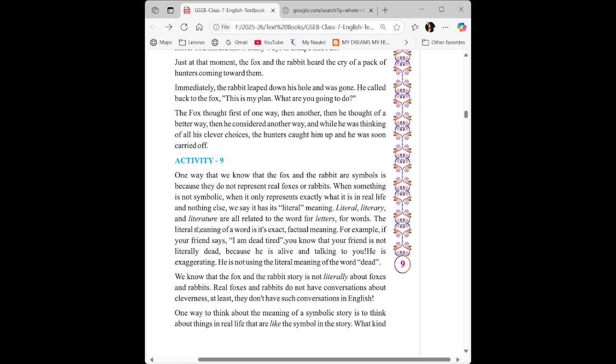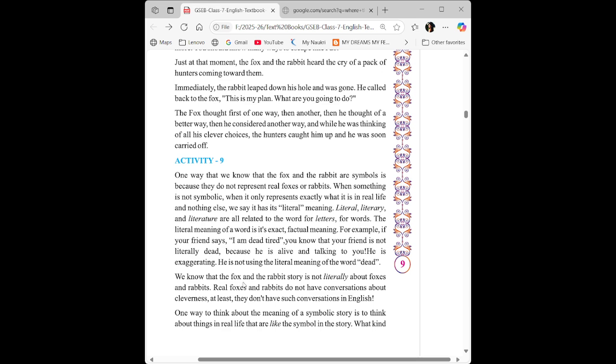Literal, literary, and literature are all related to the word for letters, for words. The literal meaning of a word is its exact factual meaning. For example, if your friend says, I'm dead tired, you know that your friend is not literally dead, because he's alive, right? But it is a way of showing that, oh, I'm too tired. The people say that I'm dead tired, right?